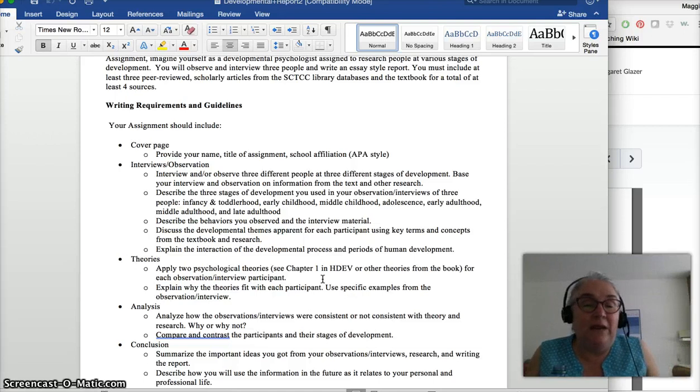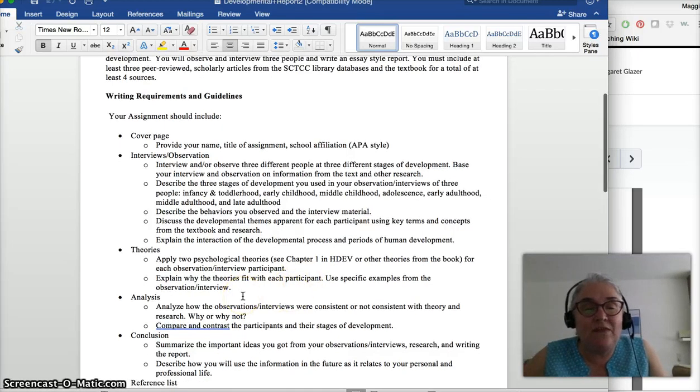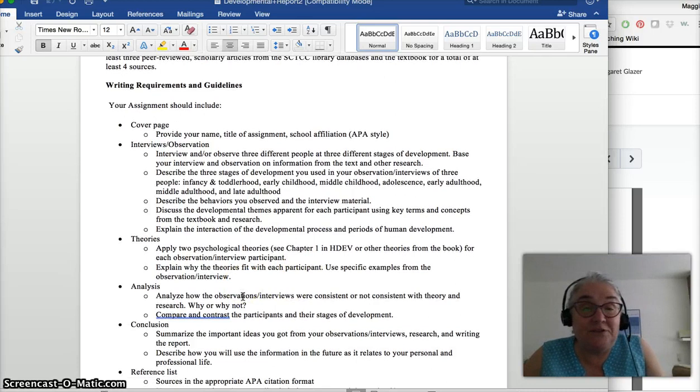But you can talk about any of the theories. It doesn't matter. Either one of the theories that are in chapter 1 in HDEV, those are the major theories, and or you can use individual theories that you find within the chapters. And there are a lot of theories. Keep in mind too, theories also are called models. They're called approaches. So there are different words that psychologists use when they mean theories. Okay, so explain why the theories fit with each participant. So that'll be up to you to decide how that theory fits.